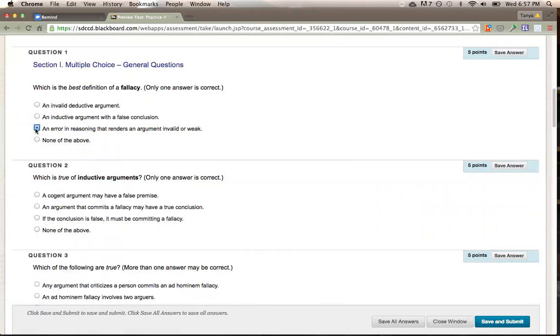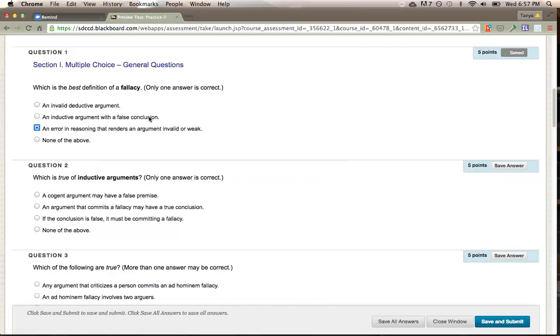It's hard to give a definition of a fallacy because technically one of our fallacies renders the argument uncogent because it has a false premise. That would be the slippery slope fallacy. The slippery slope fallacy has a false premise. It could be, if the premises are true, it would be a strong argument or perhaps even a deductive argument. And the problem is a false premise. So technically this definition doesn't even capture it. But the important point is it's a common error in reasoning that makes an argument bad.